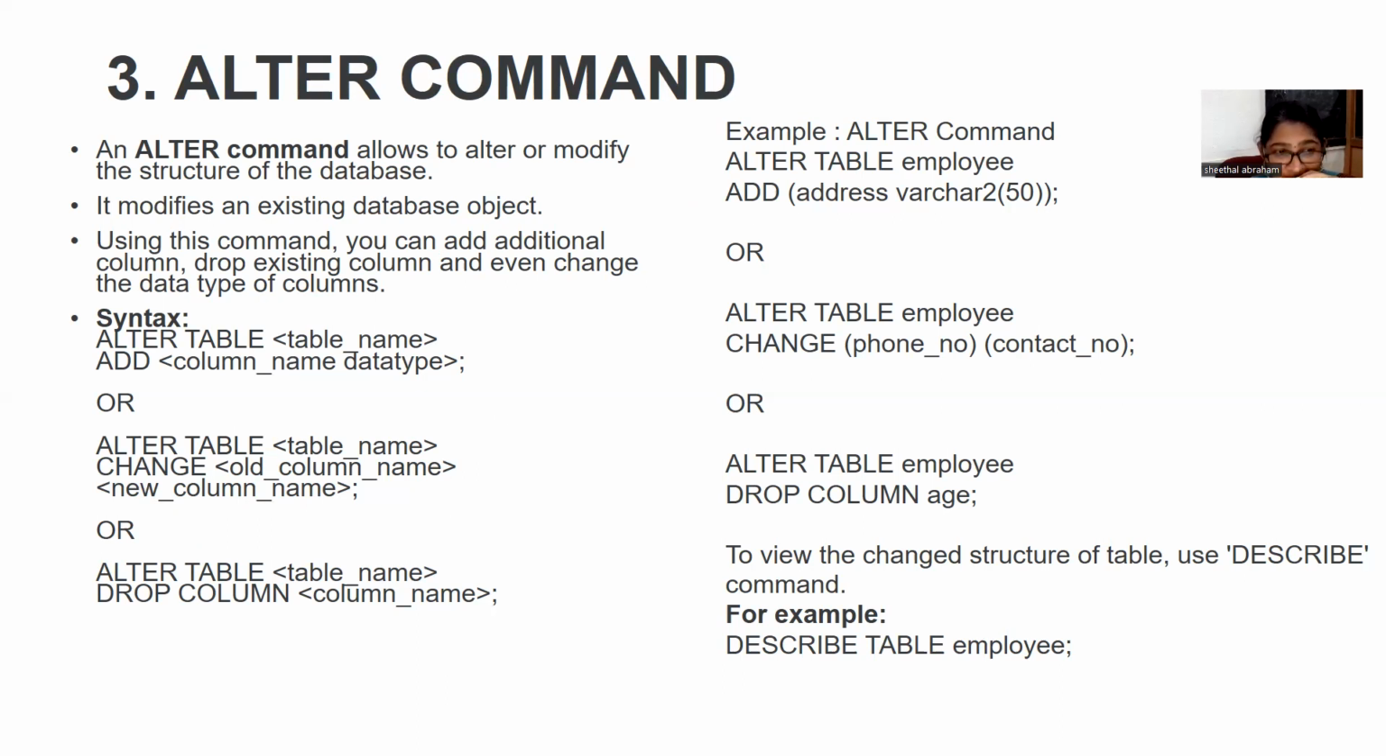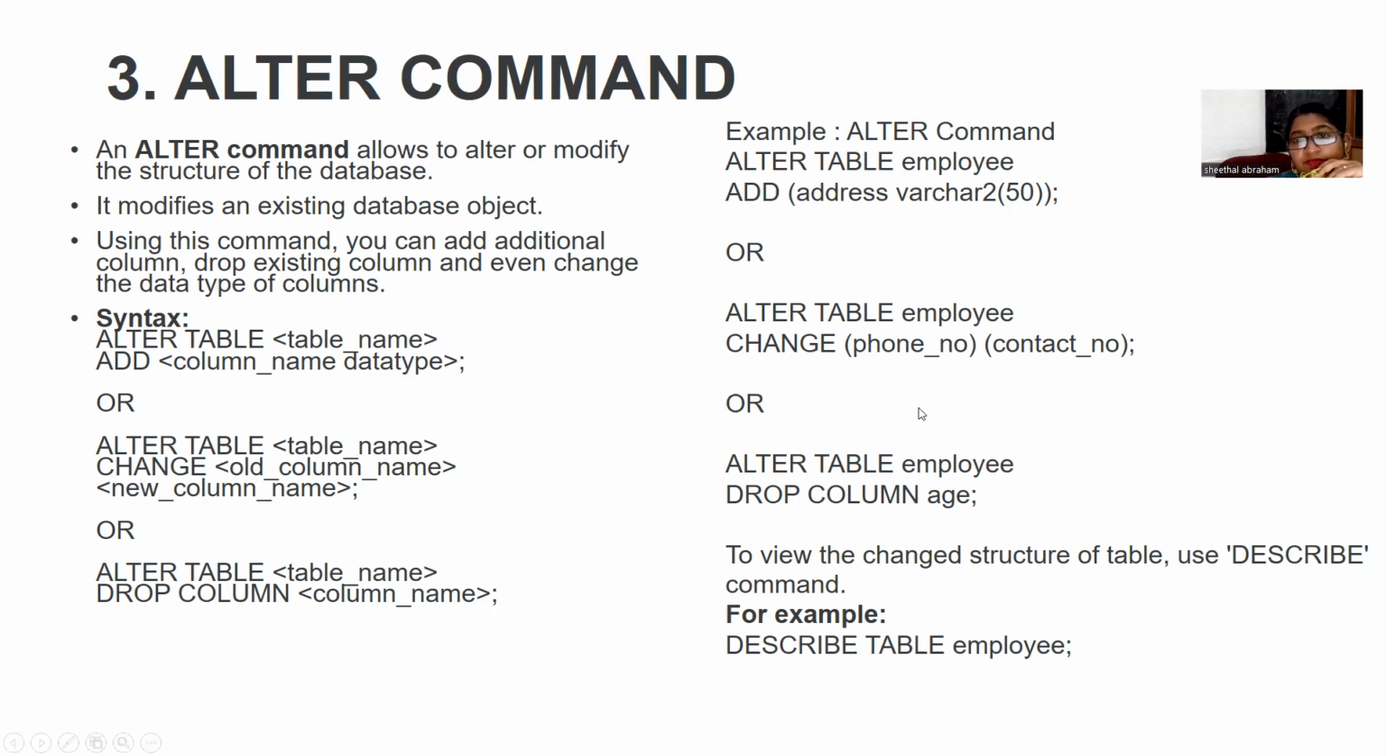Alter table, table name. Then add, if you want to add a particular column: add column name, its type. Or if you want to change the name of a column, we can do it this way: alter table, table name, change old column name, then new column name, then semicolon. Or if you want to drop a particular column from the existing columns, then alter table, table name, drop column, column name. This is how the syntax is.